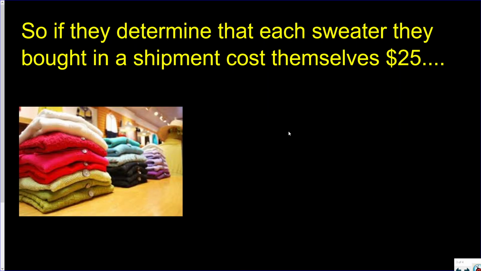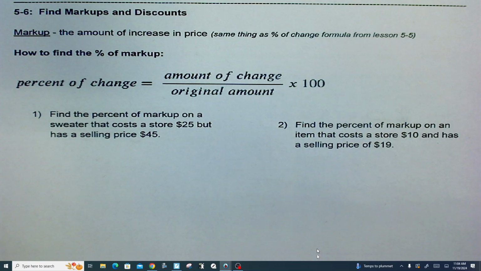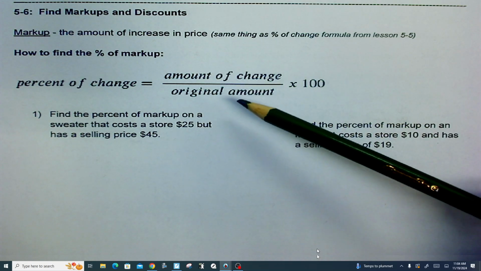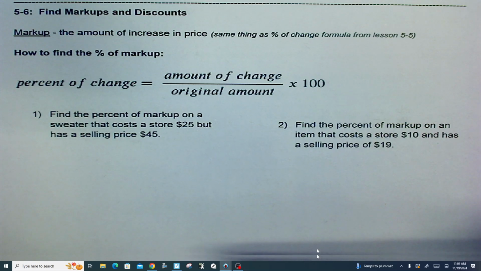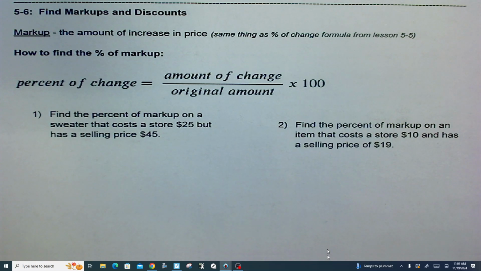So if they determine that each sweater that they bought, so you see a whole stack of sweaters, let's just say it cost them $25 to get that into the store. Well, if they decided to try and sell the sweaters for $45 each, what's the percent of markup? Well, the nice thing is that we can use the percent of change formula that we used from our previous lesson to find this markup, whether it be the increase in price. So let's go take a look at number one.